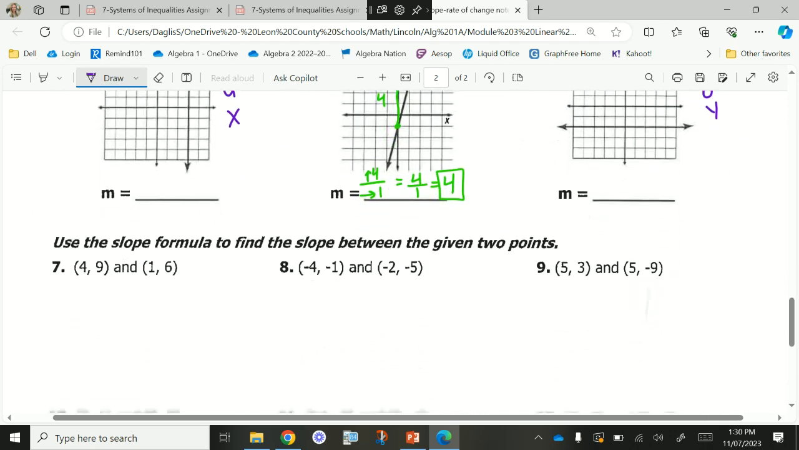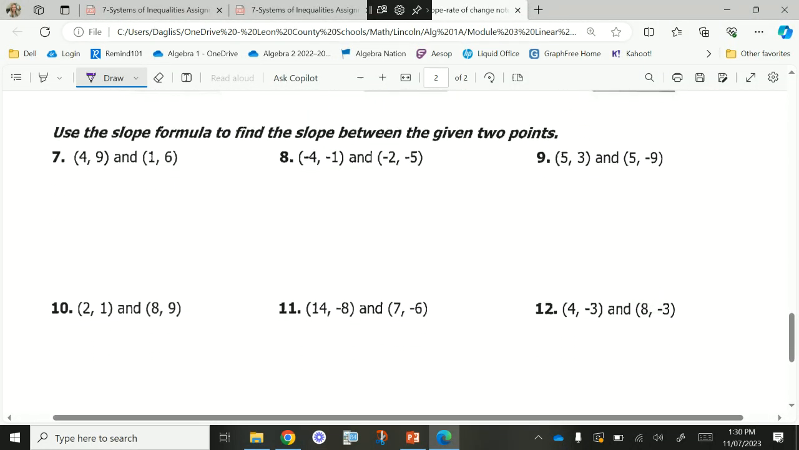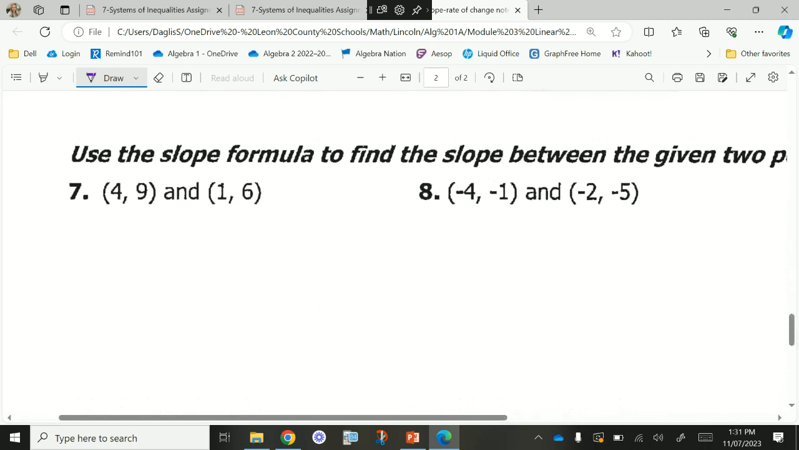All right, moving on to the bottom. Okay. So now they're giving me 2 points like yesterday, and they want me to find the slope. Yesterday when we did this, we labeled our x1, y1, x2, y2 every time. So number 7, the first point gives me x1, y1. So 4 is going to be my x1, right? 9 is my y1. 1 is our x2, 6 is our y2.